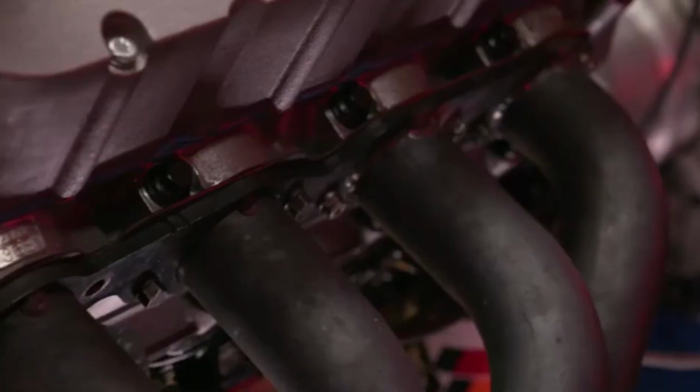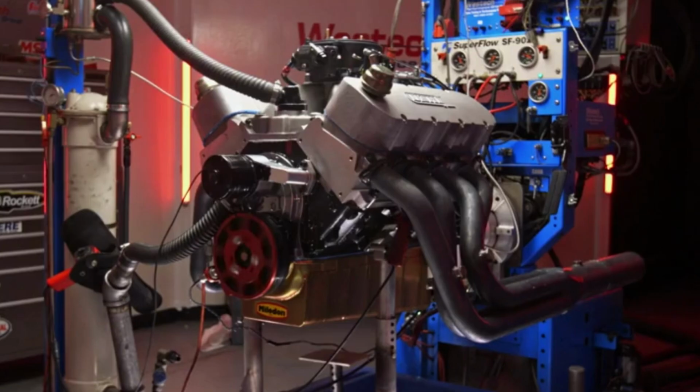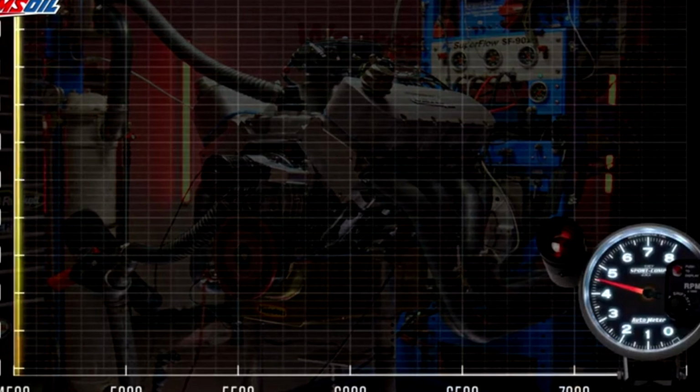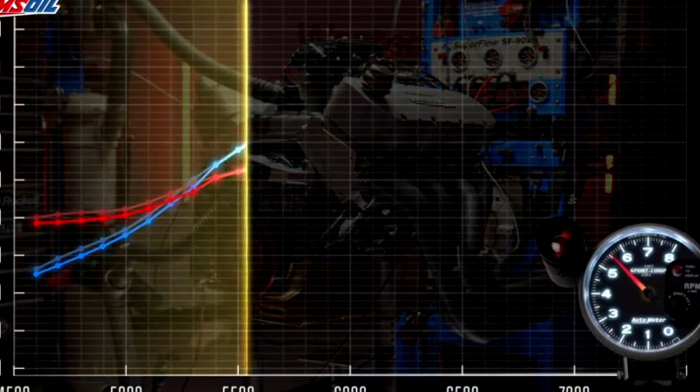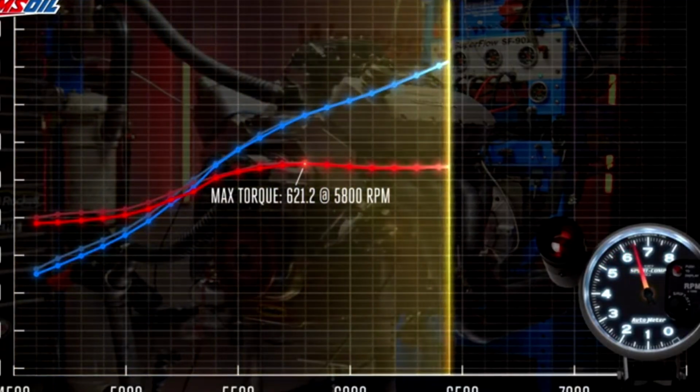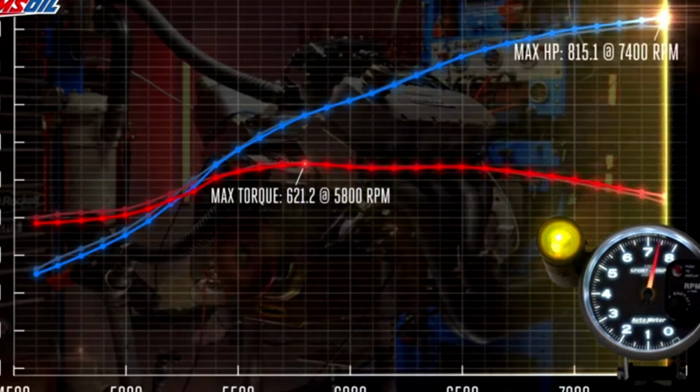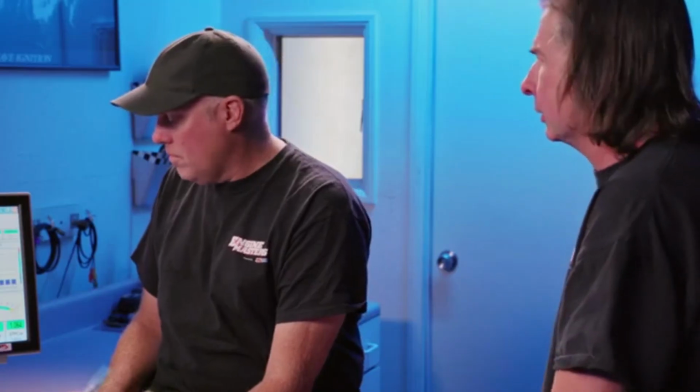I'm hoping that we also see a difference in the shape of the curve, based on what I've read about people's beliefs on long rod versus short rod, not just peak power, but where it's making power. Yeah, so we're gonna run it right now and show you what it makes with the short rods. Pretty good. It was pretty good.